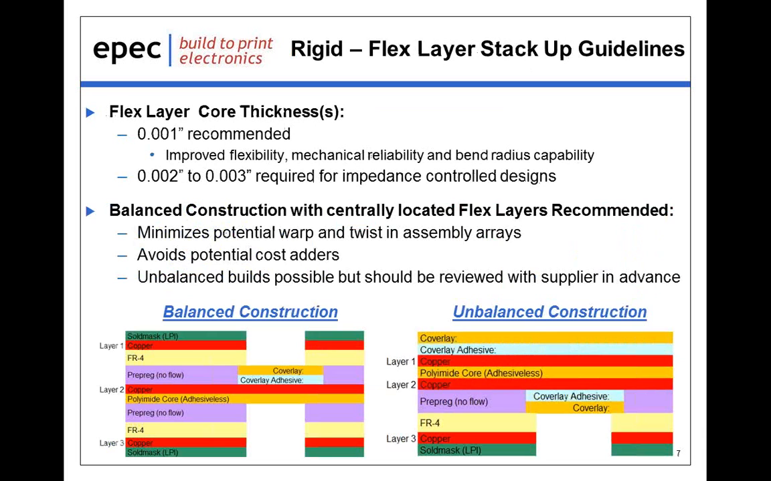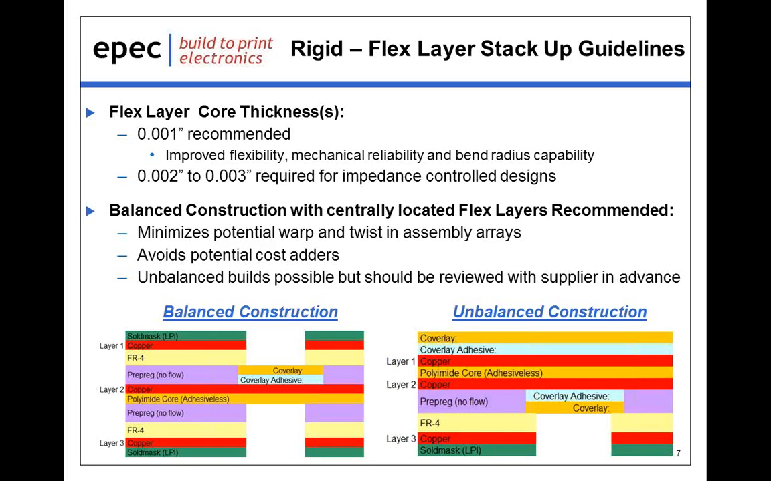Moving on into layer stack-ups, a few items. First and foremost is the thickness of the flex cores that are used. As a standard rule, the thinnest layers practically possible are recommended. In turn, this improves the flexibility of the flex areas, which in turn improves their mechanical reliability. And as an extension of that, it allows much tighter bend radiuses to be achieved reliably.